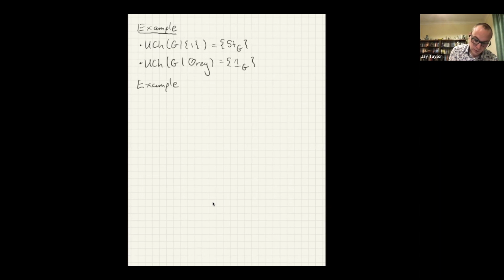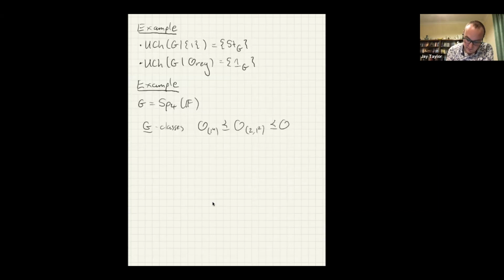Let's look at one more interesting case, where G is Sp4. In this case, we can still use partitions to parameterize unipotent classes in terms of the Jordan normal form again. So for the G bar classes, there are going to be four of them. There's going to be the trivial class, one with two blocks of size two, it should be this way around, I think, and then the regular.